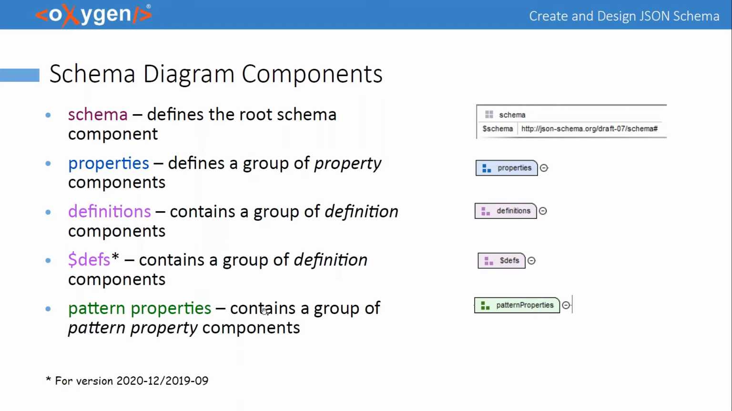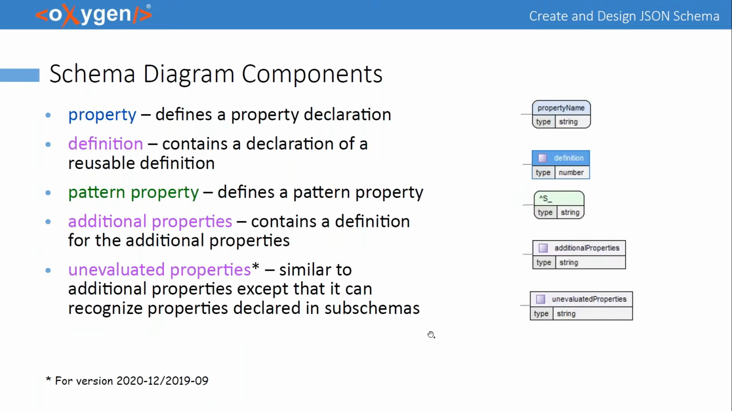Pattern properties, in case you want to define properties with a pattern name. Then in a properties group, you can define properties as we saw. Then definitions can be added in a definitions group, and we've seen how you can have definitions there. Pattern properties are added for an object and are added in a pattern properties group.